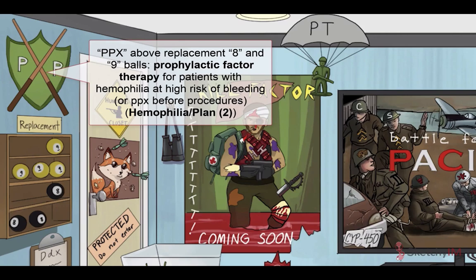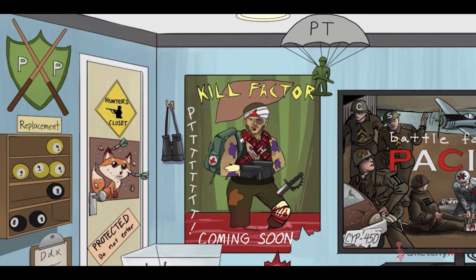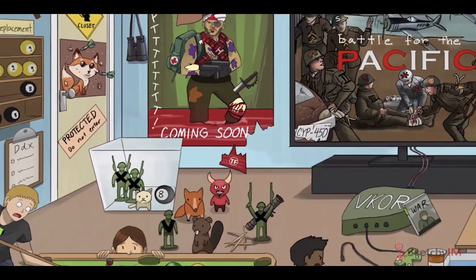Patients undergoing an invasive procedure, such as major surgery, dental procedures, tonsillectomy, or endoscopy, may require prophylactic factor administration. However, these decisions are made on a patient by patient basis.